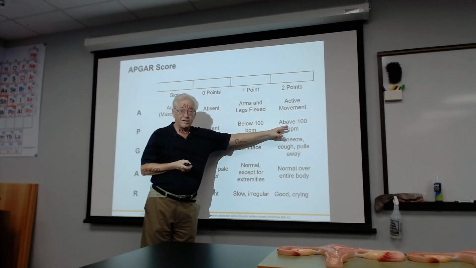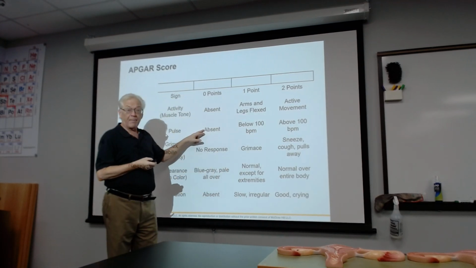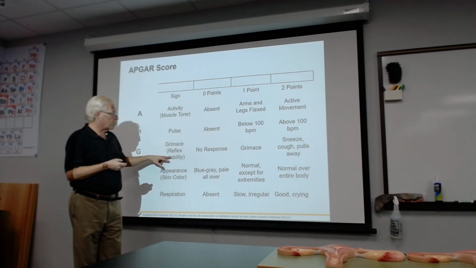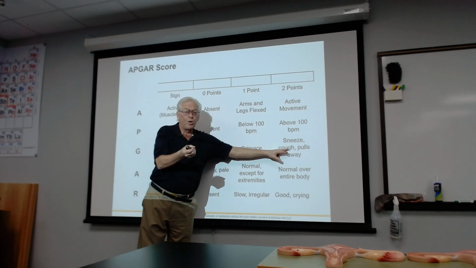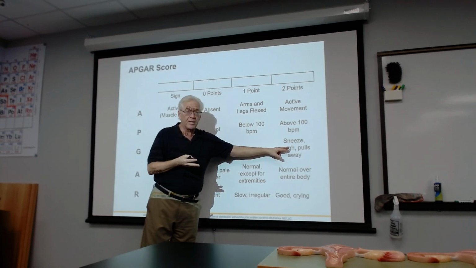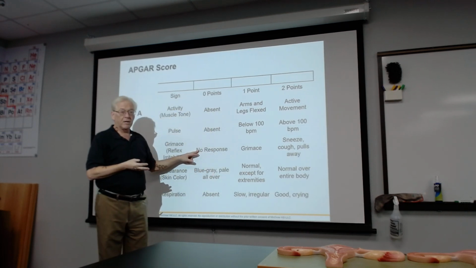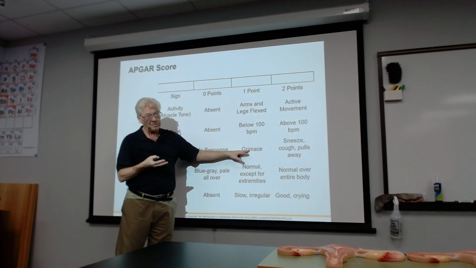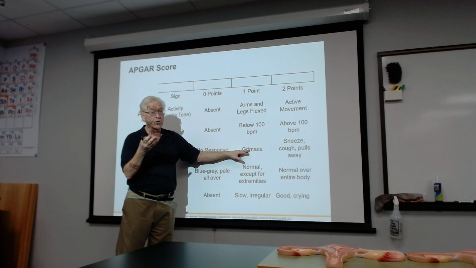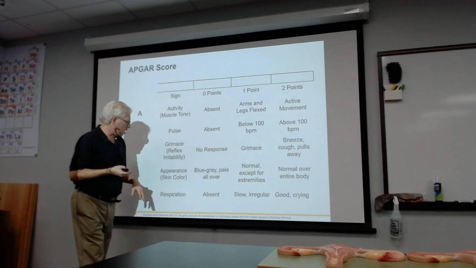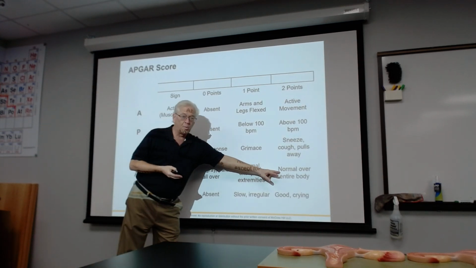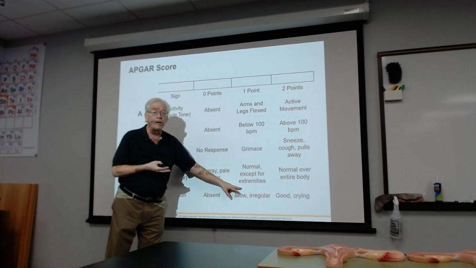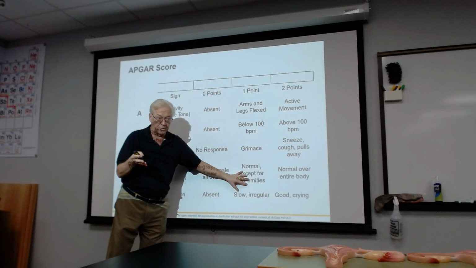Pulse. Is it over 100 like it's supposed to be? Is it absent? That's a problem, right? Is it somewhere in between? Reflexes. Is it pulling away? Is it doing something? Nothing. Or you pull on their arm and their leg and all they do is grimace. See, there's something maybe wrong with their muscles or their nervous system. Does that make sense? Okay, and then their skin color. Are they the normal color or are they blue? That's not good. Or somewhere in between, like just the arms and legs are blue.